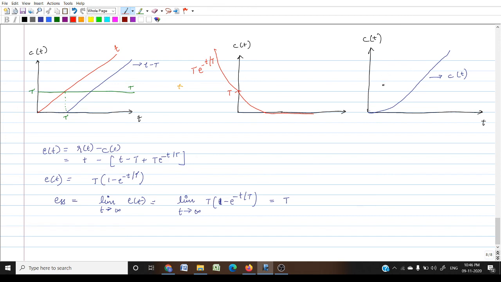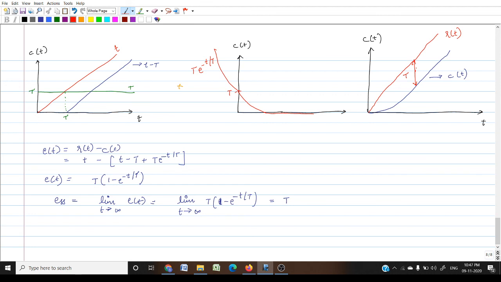So now I'll plot this thing. In this c of t, we will plot r of t. r of t is nothing but the ramp function. It's a straight line. So this is r of t. Now this vertical difference is the steady state error, which is equal to capital T.